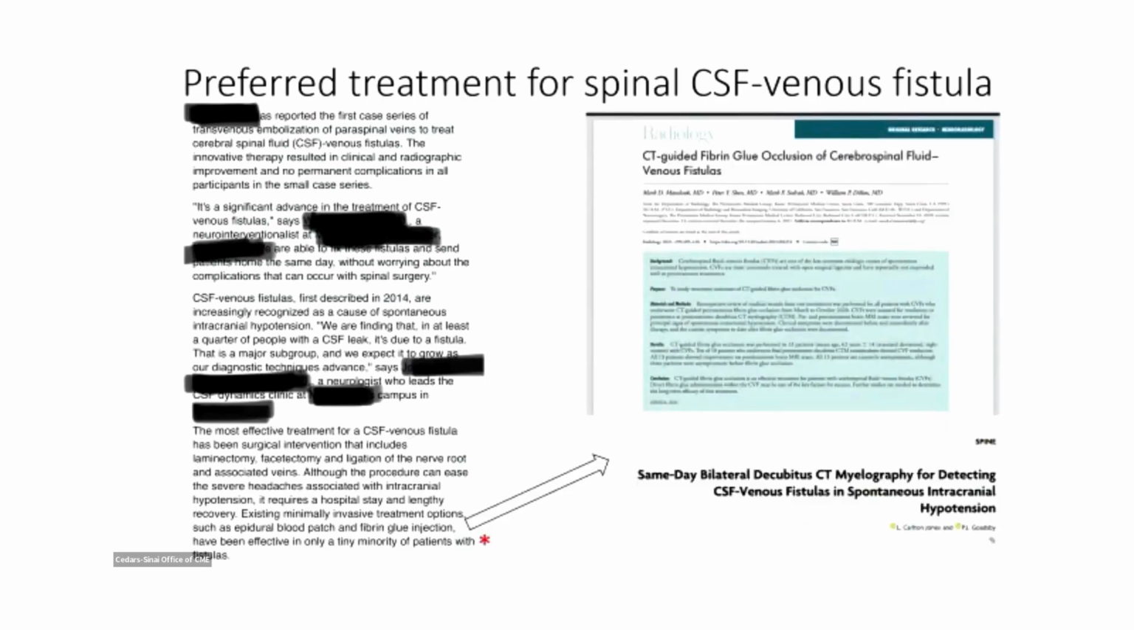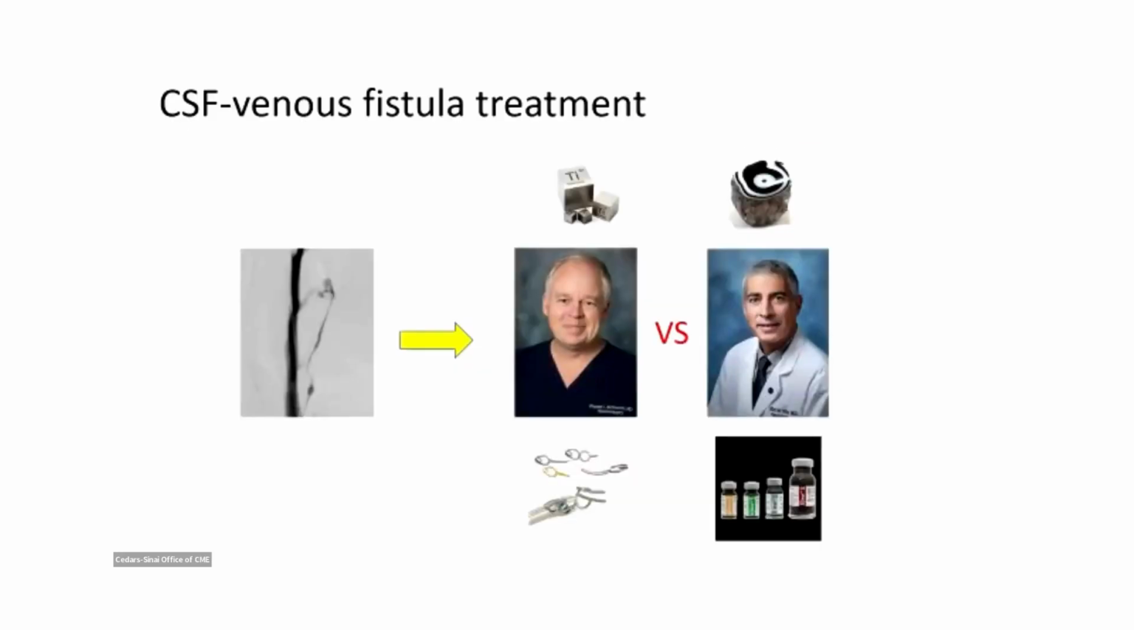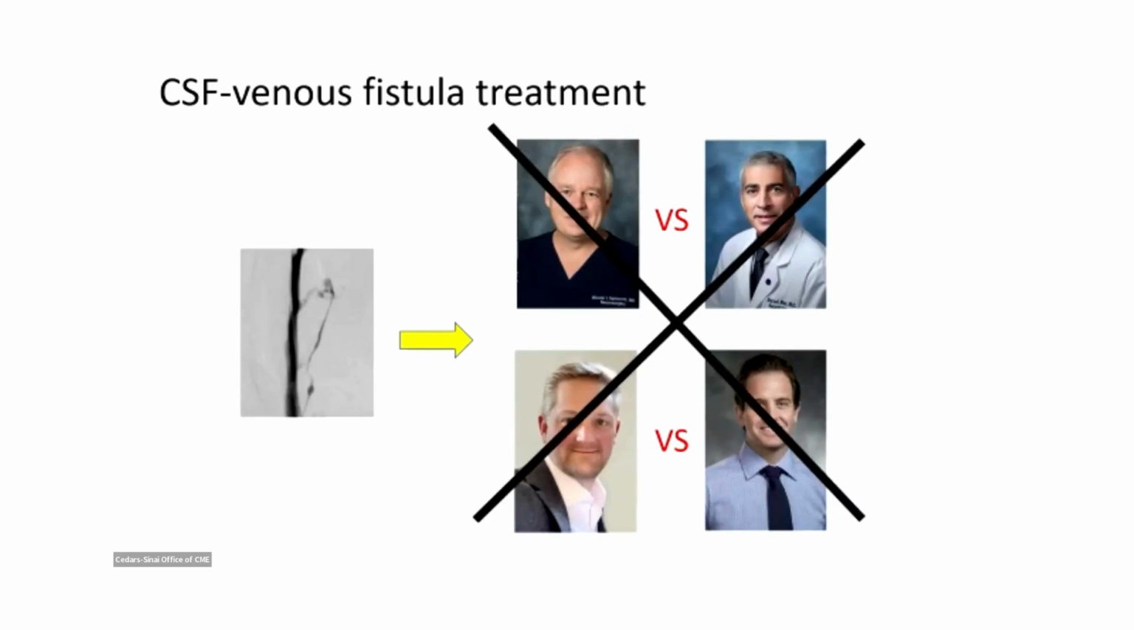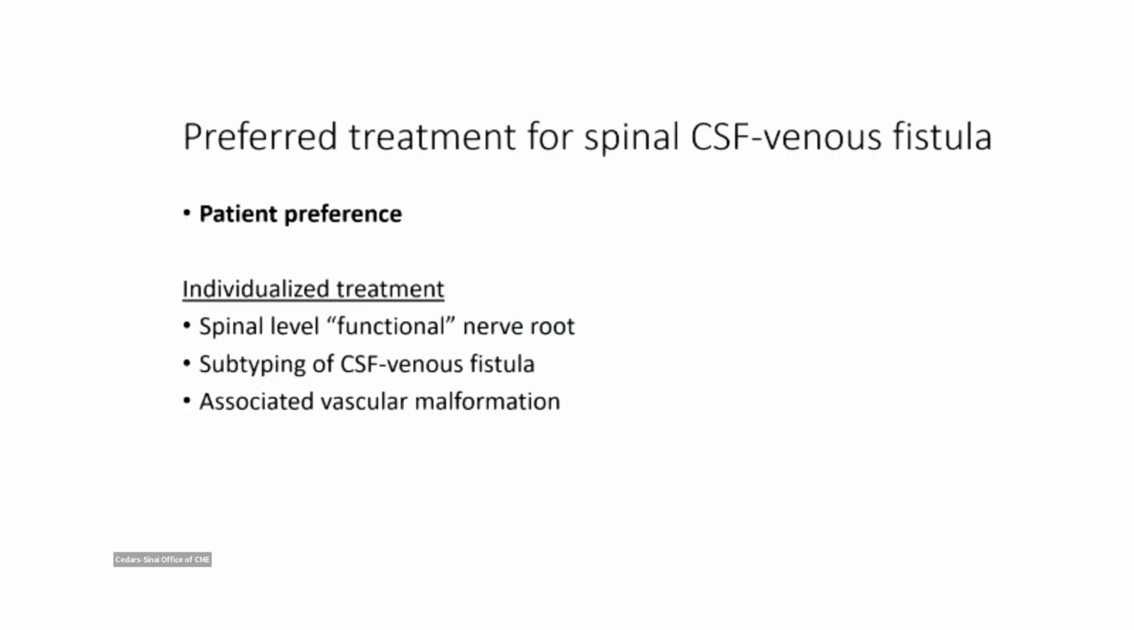Or they might say that fibrin glue injections are only effective in a tiny minority. That's not true either. This is from Dr. Memluke's paper. Dr. Carlton Jones has had the same experience. So that's not really true. So it's not that, at Cedars, we're like, surgery versus embolization. It's not like that. Or at Duke, it might be glue versus endovascular embolization. That's really not the way it should be, right? Especially here in America, that's not the way it should be. And it really has to be an individualized type of treatment.